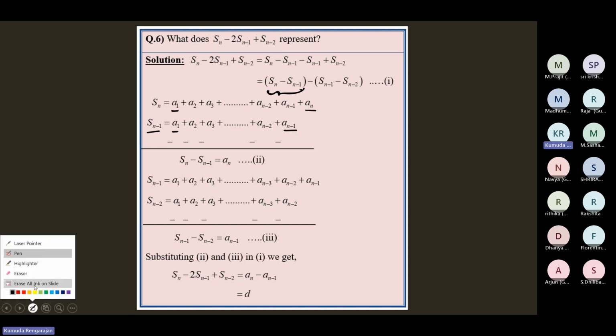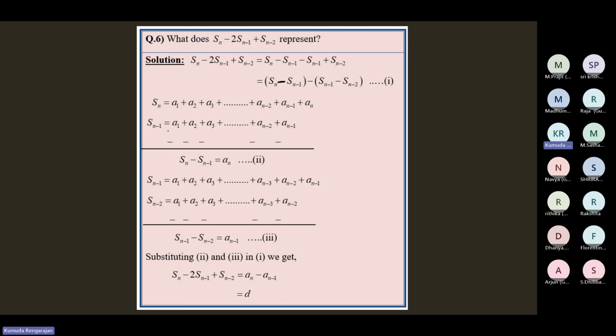Then you'll have to subtract, right? So I've changed the signs of all the terms below. So it cancels, cancels, cancels, cancels, cancels. Because of the change of sign in subtraction, you're left with An.